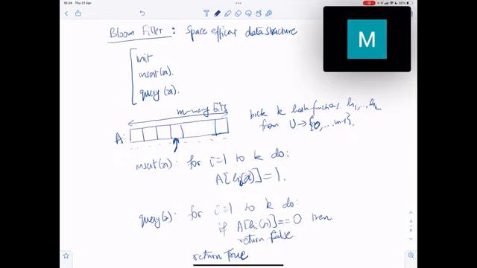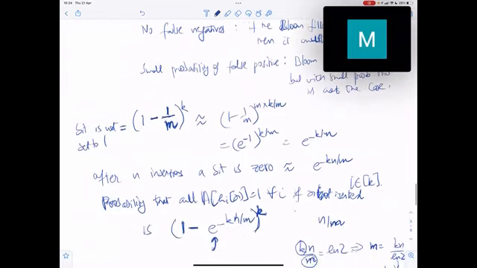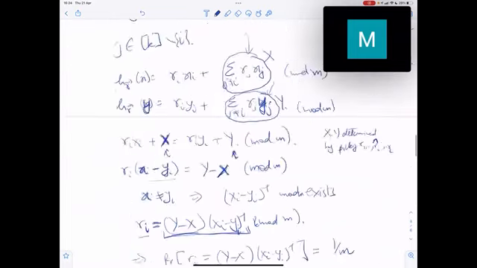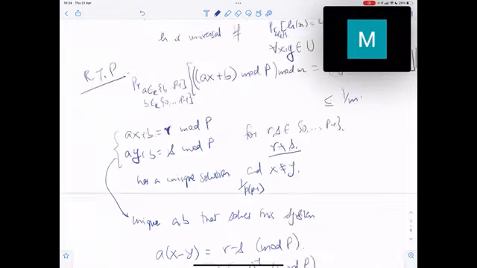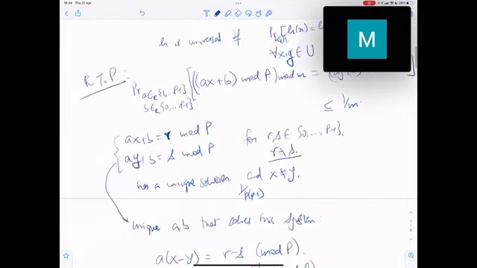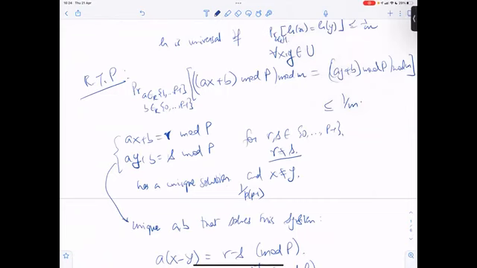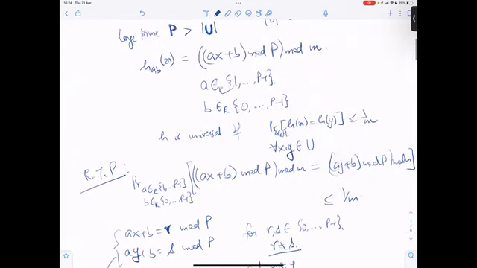Sir, can you go to the part where you proved that H_ab is a set of universal hash functions? Which one? In the beginning, you proved that H_ab is a family of universal hash functions. Yes, sir. Can you just explain the process? I understood the calculation. Can you explain the problem, sir? Like what should we prove that H_ab is a family of universal hash functions?